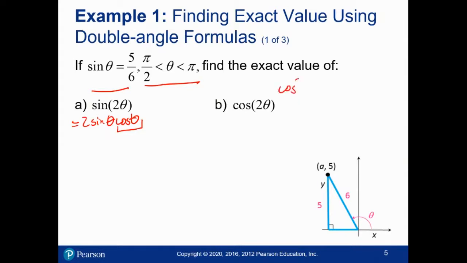We could do, for example, cos squared of theta minus sine squared of theta. Now, since we will end up finding the cosine of theta in part A, this is fine. We'll already have that there. But we could also do, for example, 1 minus 2 sine squared theta. This was another version of the double angle formula for cosine. And notice we already have sine theta, so we can jump right to this computation. Okay, so let's just see how the book does.